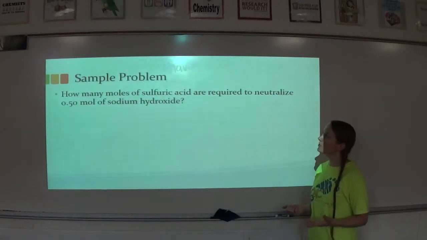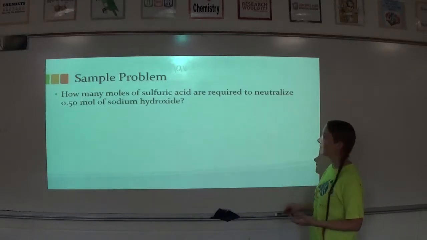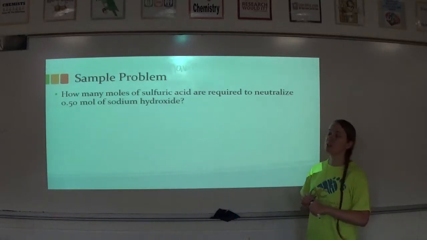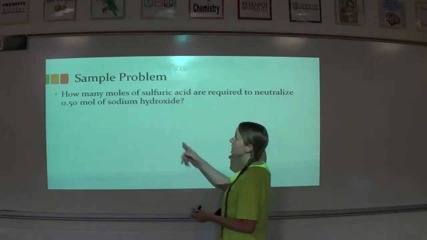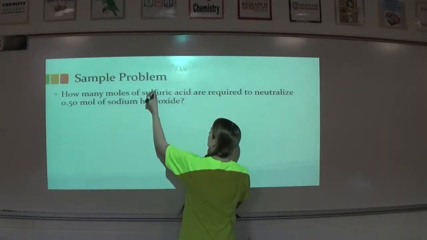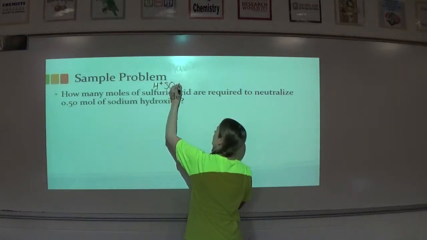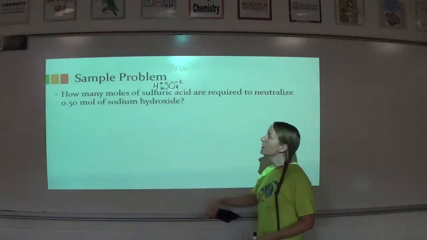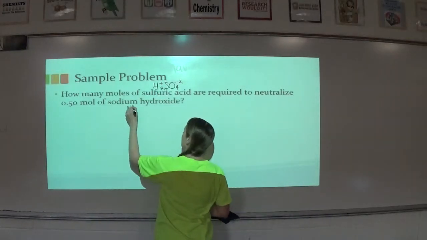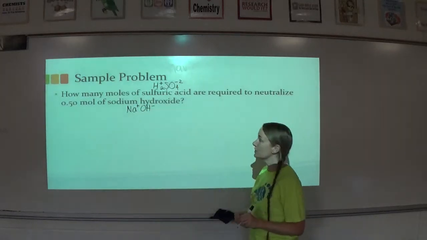So it says how many moles of sulfuric acid are required to neutralize 0.5 moles of sodium hydroxide. So the important thing is you need to know the mole ratio if you're trying to do a neutralization problem. So let's write the formula. So sulfuric acid ends in acid, so it starts with H, that's H plus. Sulfuric came from sulfate, that's SO4 minus 2, so its formula is H2SO4. Sodium hydroxide, sodium is Na plus, hydroxide is OH minus, so it does not need any extra subscripts.